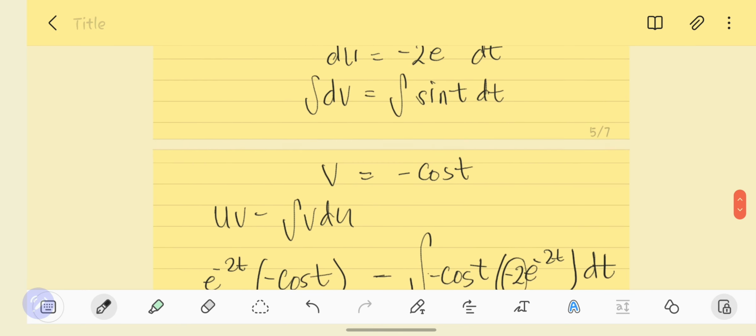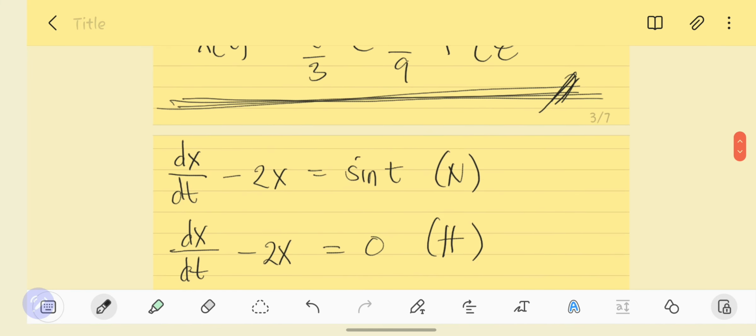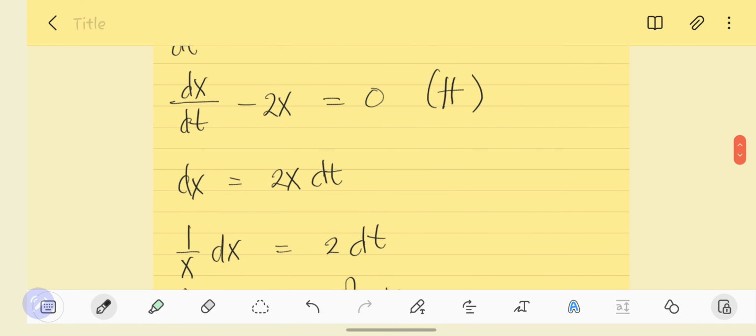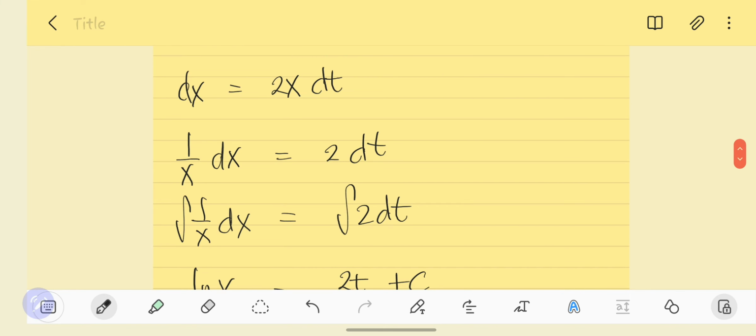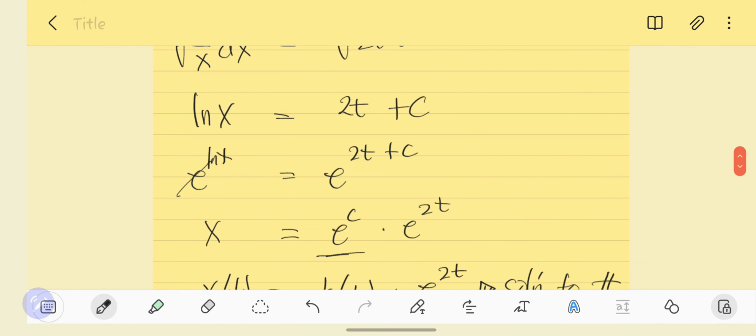So let's recap that. Our problem is a simple problem: dx over dt minus 2x is equal to sine t. That's our non-homogeneous equation. Then we will form a homogeneous equation by equating that to 0, so dx over dt minus 2x is equal to 0. Then we arrange that and arrive at 1 over x dx is equal to 2 dt. Now we can integrate this: the integral of 1 over x dx is equal to the integral of 2 dt, and the answer would be x is equal to e to the c times e to the 2t.